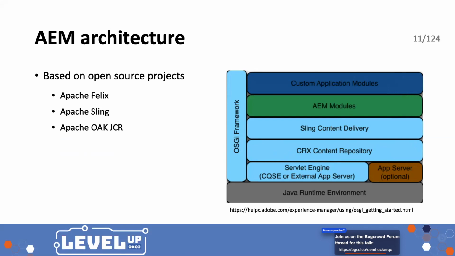All functionality in AEM is packed inside OSGi bundles. Apache Sling gives a REST API for the content repository and also gives the ability to expose servlets from OSGi. Apache Oak is a content repository. Everything in AEM is stored as properties of some nodes in JCR.